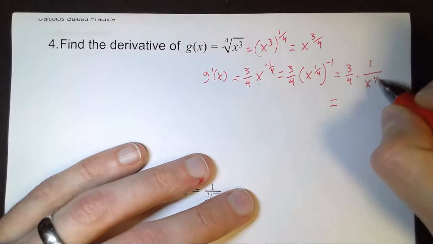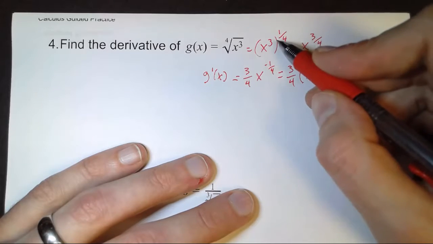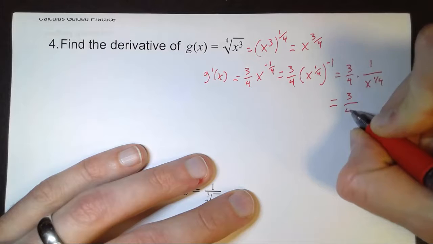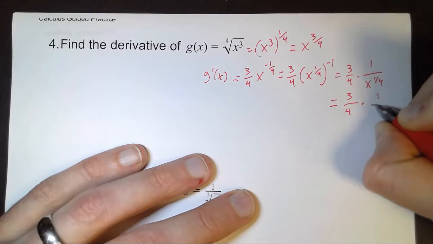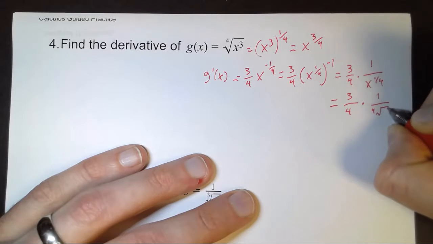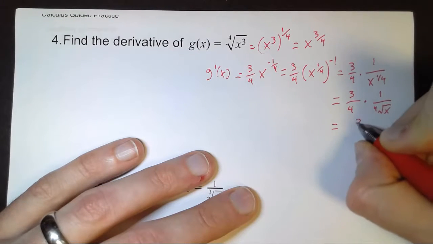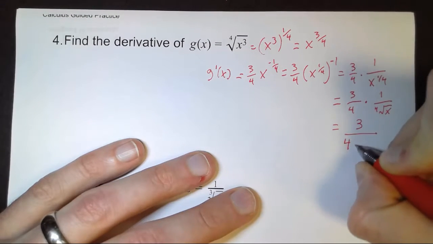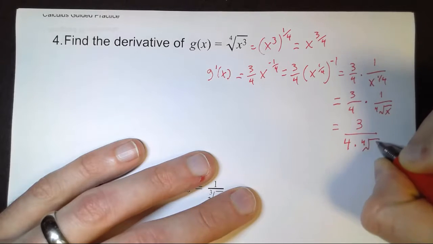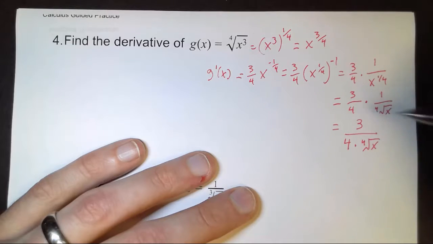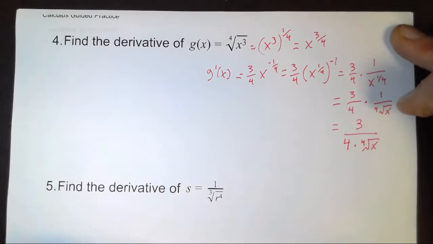Now, x to the 1/4, well, we said that that was the same as the 4th root. So this simplifies to the 4th root of x. So when we combine these, we get 3 over 4 times the 4th root of x. That is our derivative. That is what g prime is equal to.